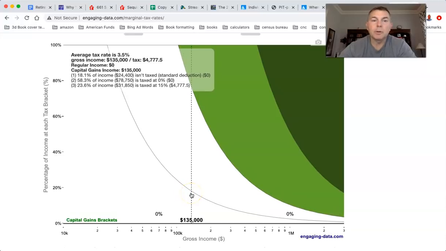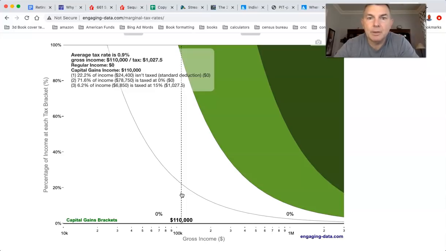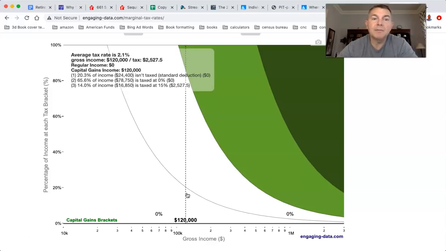So now we go to 135. Look at that break right there. 120 to 125. You can see at 105, it's $277 of tax. At 110, it's $1,000. So $5,000 more in capital gains increased our taxes by $800. To 115, $1,777. Look at that, 120 though. So we went from $105,000 of capital gains income, where we basically had no taxes, to $120,000 of capital gains income. We went from 0 taxes to $2,527. So the extra $20,000 of capital gains increased our taxes from basically nothing to $2,500.